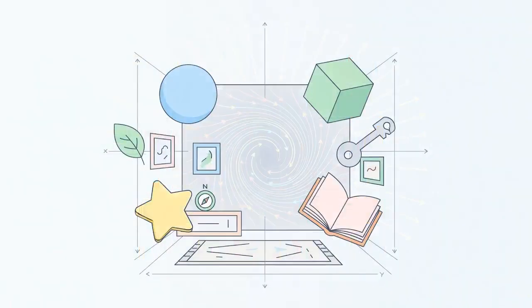Picture a big room where every object floats in its own special spot. That's 3 dimensions. Up, down, left, right, forward, back. Now imagine a room with 256 directions all at once. We can't draw it, but a computer can think in it. More dimensions means more ways to tell ideas apart.